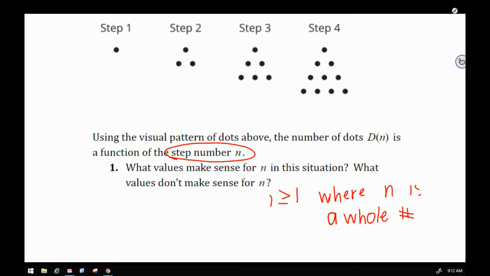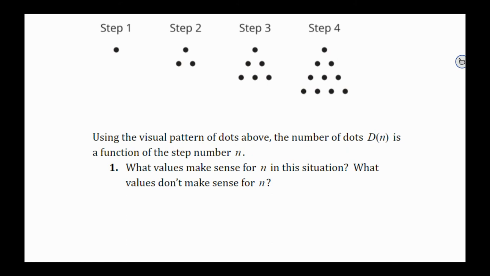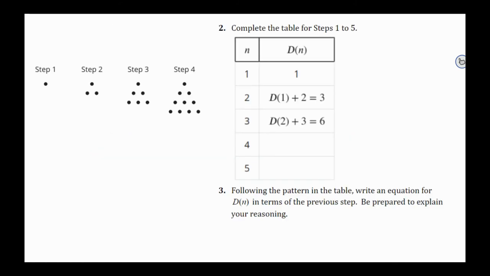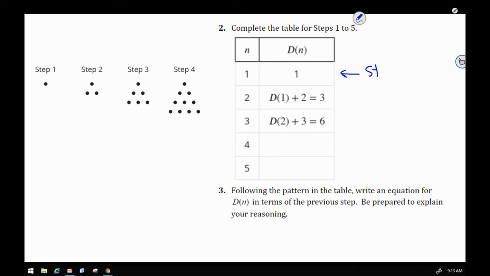Okay. Number 2 says complete the table for steps 1 to 5. All right, so let's look at what they have written here. Okay, so this is our starting point. So we started with 1 dot, right? What does this mean, D of 1? Dots from the step before it, right? So this is from step 1. So 1 plus 2 is 3.